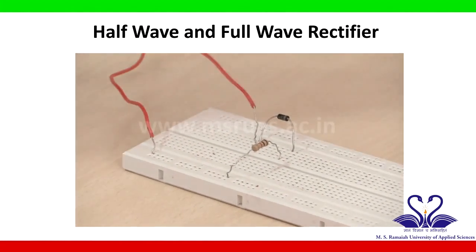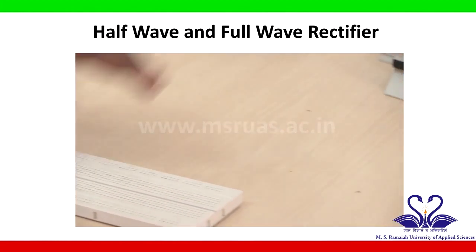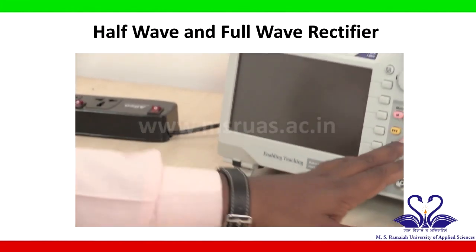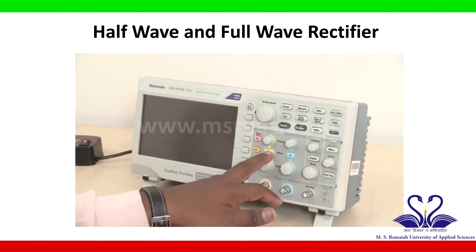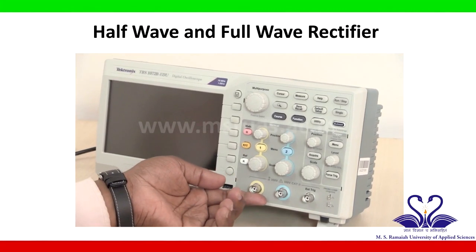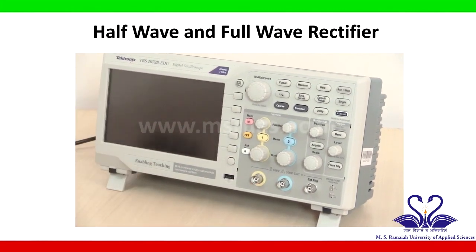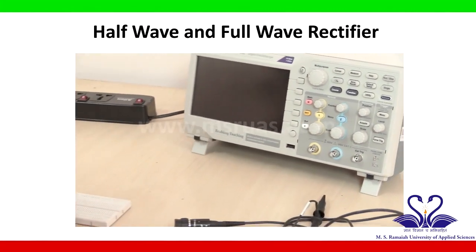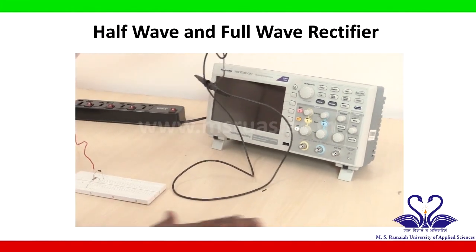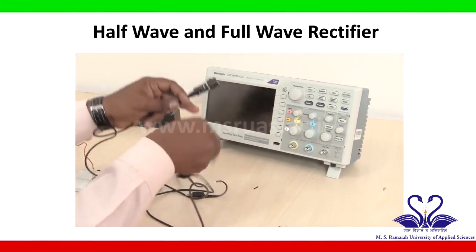Now we will connect an oscilloscope to the circuit. The oscilloscope has 2 channels, channel 1 and channel 2. Channel 1 I will connect to the input, channel 2 I will connect to the output. Take a probe, will connect to channel 1.